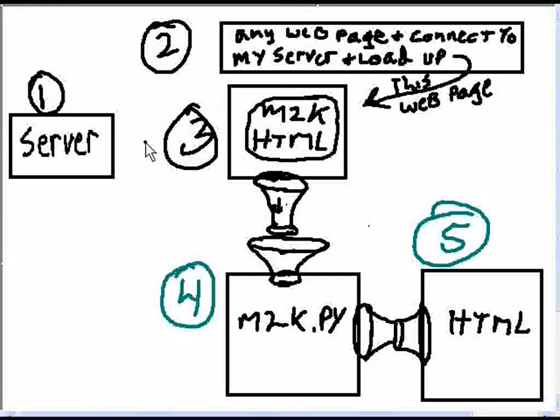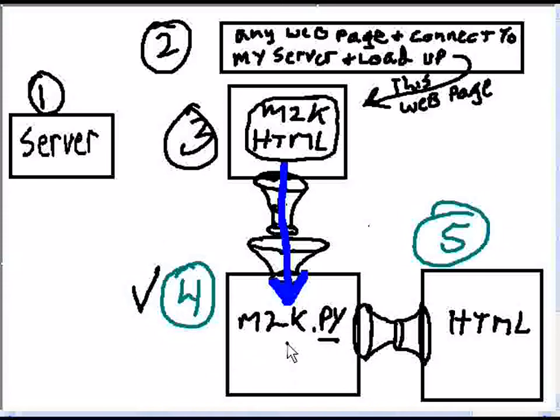Step number 3, I'm going to key data into this page, that is the number of miles. It will take that data and send it to this program, m2k.py. That's my Python program here. That will be going into step 4.